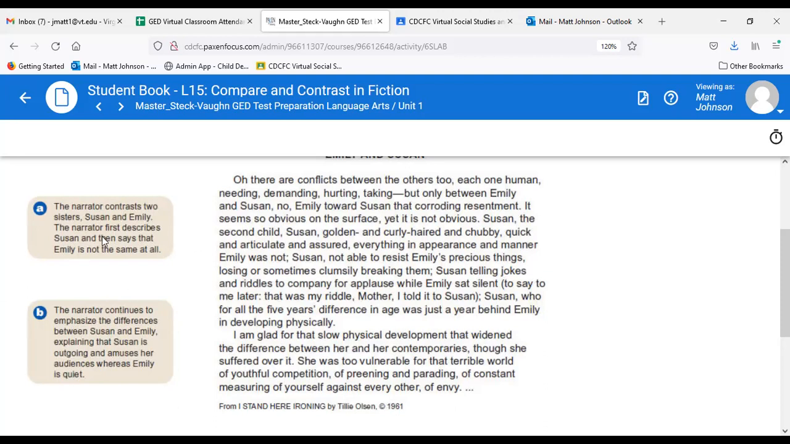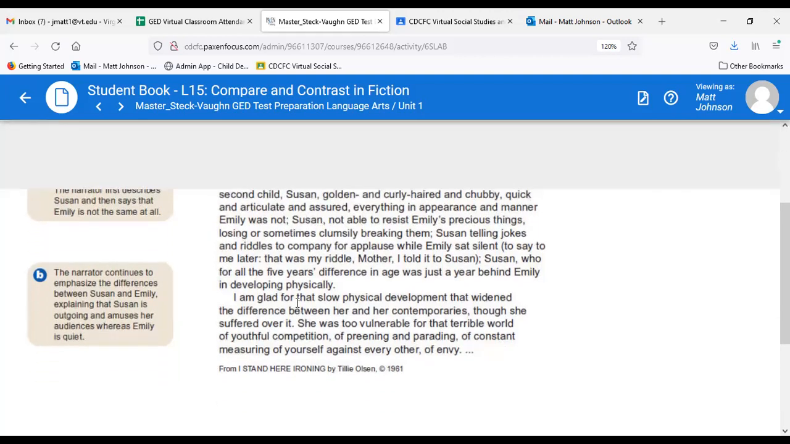So it says at the top, the narrator contrasts two sisters, right? Susan and Emily. The narrator first describes Susan and then says that Emily is not the same at all. So largely a contrast between the two. And then the narrator continues to emphasize the differences between Susan and Emily, explaining that Susan is outgoing and amuses her audience, whereas Emily is quiet. So, we were dealing with exposition yesterday, and this would give you a background on both of those characters, the details of physical traits. All right.